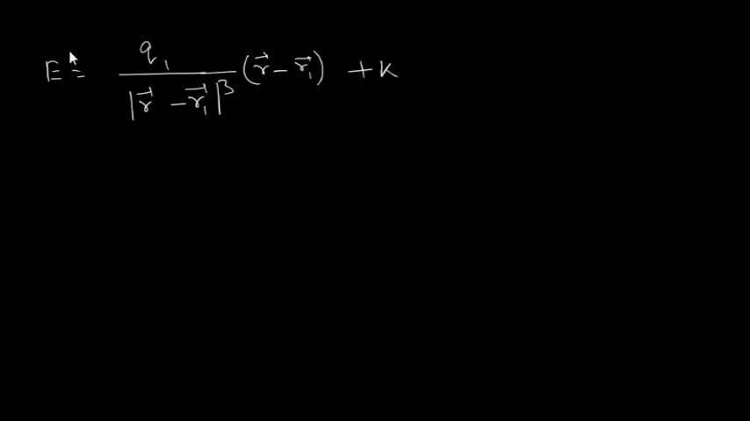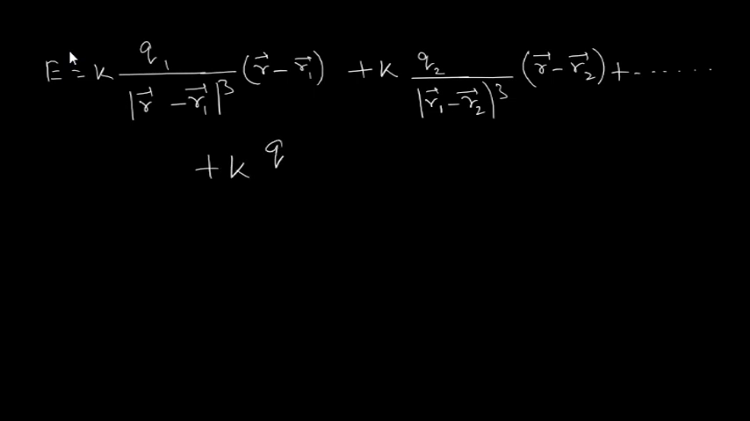So E is equal to K Q1 upon modulus r minus r1 whole square, times (r minus r1), plus K Q2 upon modulus r minus r2 whole square, times (r minus r2), plus and so on, plus K Qn upon modulus r minus rn whole square, times (r minus rn).